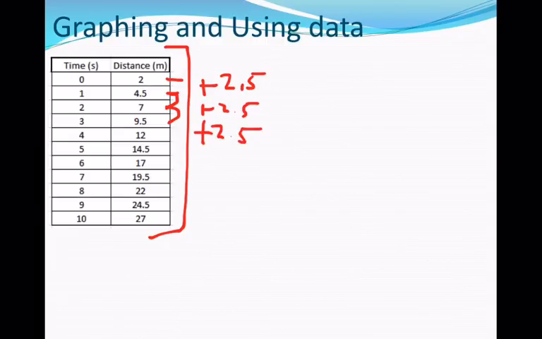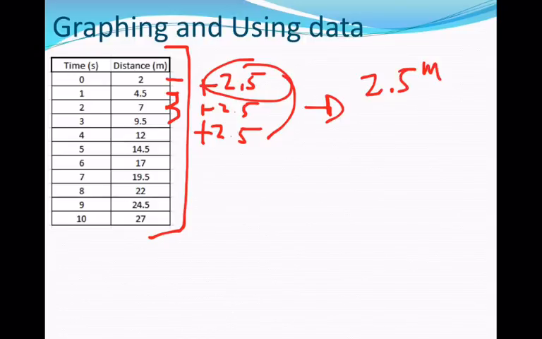If you look at that, you can see that there's a pattern in there, right? Every single second, we're adding 2.5 meters of distance, okay? So I think you can kind of see where we're going with this. This is going to eventually tell us that we're going 2.5 meters per second. Each second, our position changes by 2.5 meters, right?